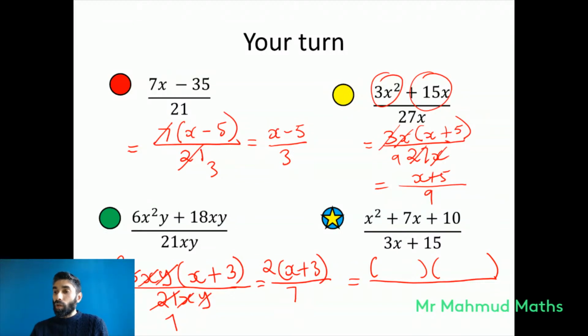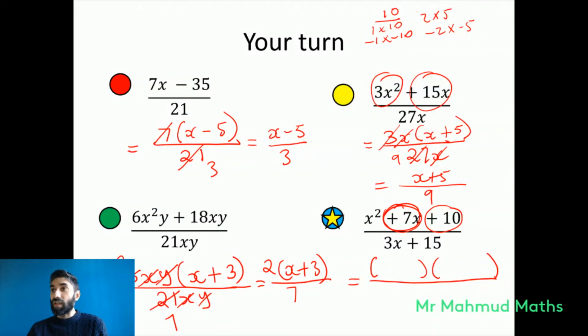So on this one, we need to think about what the product is, which is 10, and the sum is plus 7. Now, I need to list all the different ways we can get 10. So 1 times 10, minus 1 times minus 10, 2 times 5, minus 2 times minus 5. These are all the different ways we can get 10. Now, the sum is 7. Which one of these pairs gives me 7 when I add them?